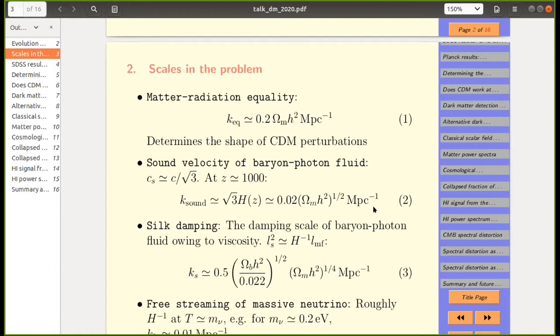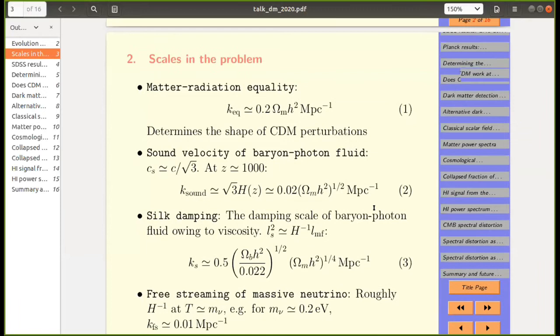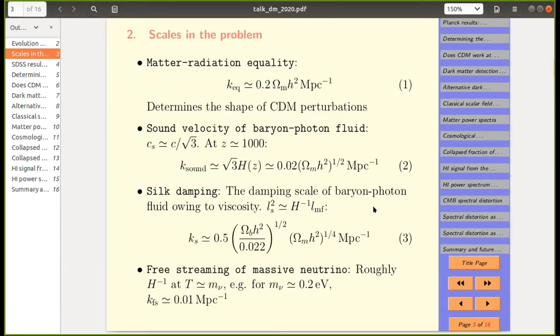Then there is Silk damping, which plays an important role in determining the shape of the CMB anisotropies that we have all seen: they rise high and then taper off for large values of L, largely owing to Silk damping. The final scale in the problem is the free streaming of massive neutrinos. Massive or even massless neutrinos free stream until the horizon, which gives a typical scale in the problem. That scale is generally extremely large, hundreds of megaparsecs. That is how we know this is not the dominant component of dark matter, because we see matter at much smaller scales.